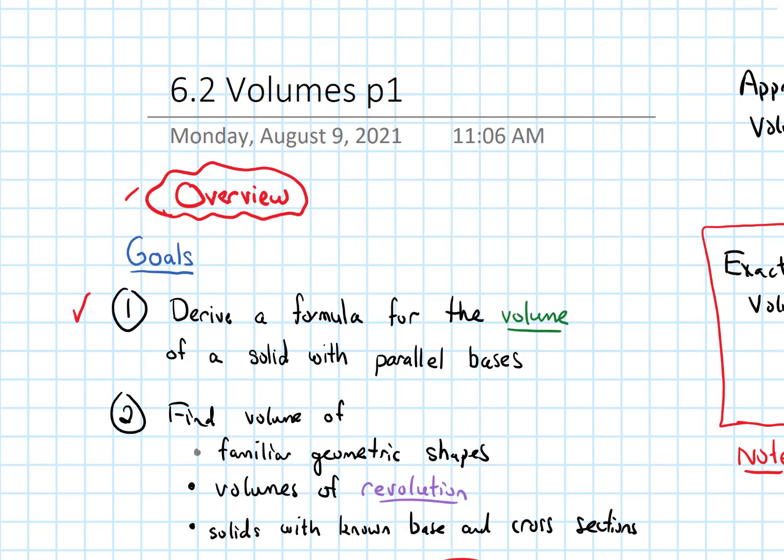Alrighty, so in terms of our goals, we know how to find the volume of familiar geometric shapes in the way that we did here. We align it with our axes, we have to be able to create this arbitrary cross-section, find a formula for its area, and then set up an integral.